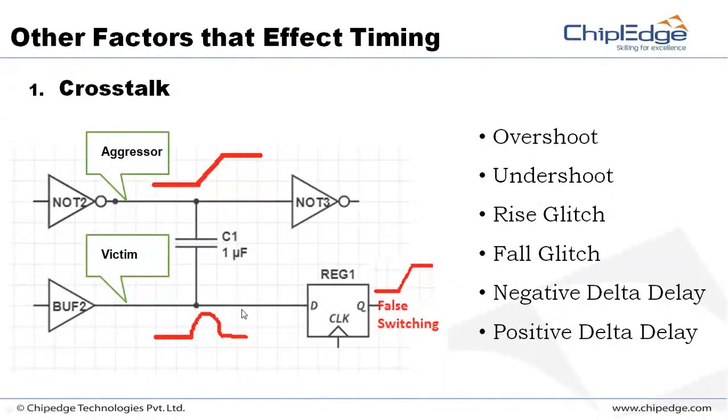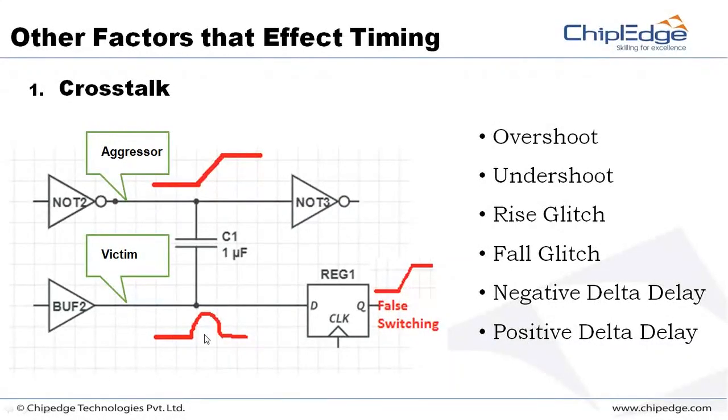This short period of time at 1 might come all the way to D sometimes and make this output go to 1. Actually, it should have been 0, but because of this, it has become 1. I hope you understood this concept. So we need to check in what cases this is happening and try to avoid all this. Under this crosstalk, we have so many things to discuss.